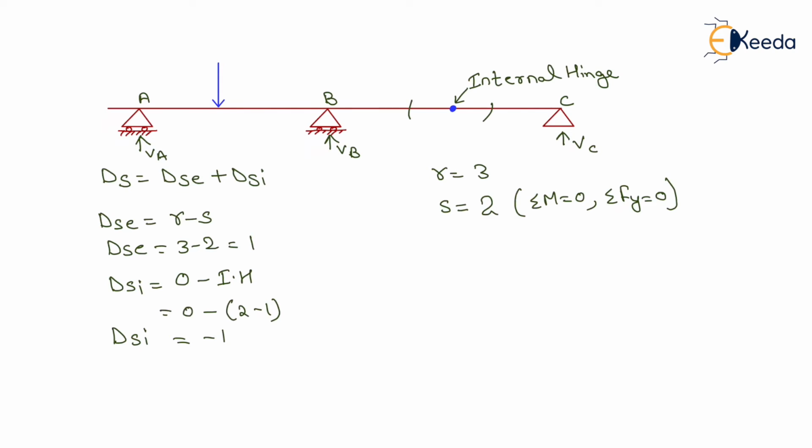Now the total static indeterminacy of this beam will be equal to DSE, that is external static indeterminacy, plus DSI, that is internal static indeterminacy. If we put the values of both these, that is plus 1 and minus 1, it will be equal to 0. So the total static indeterminacy of this beam is equal to 0.